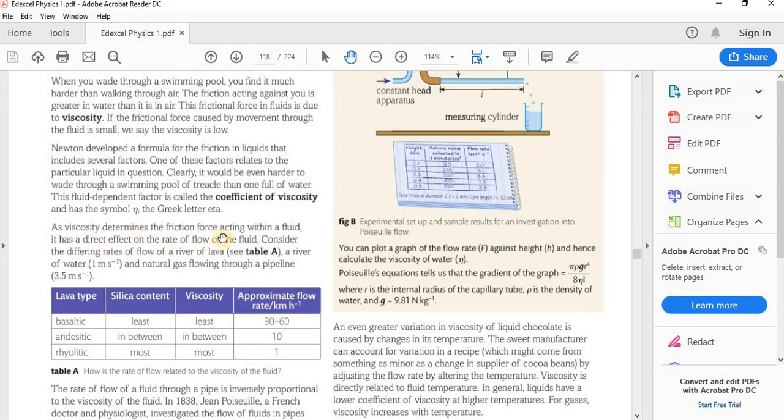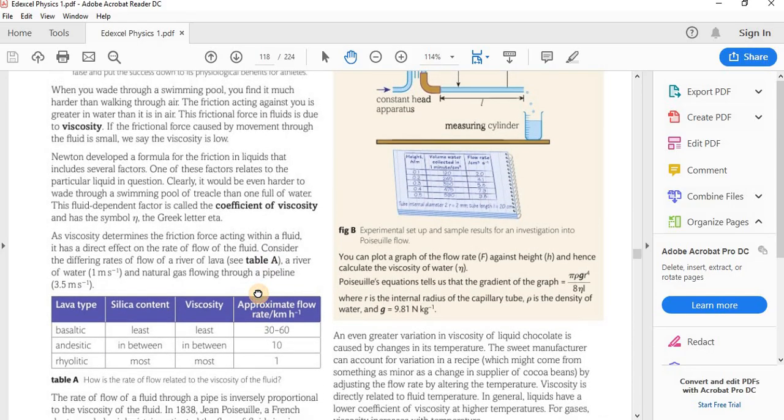Okay, as viscosity determines the friction force acting within a fluid, it has a direct effect on the rate of flow of the fluid. Consider the different rates of flow of a river of lava. Table A: a river of water, 1 meter per second, and natural gas flowing through a pipeline, 3.5 meters per second.